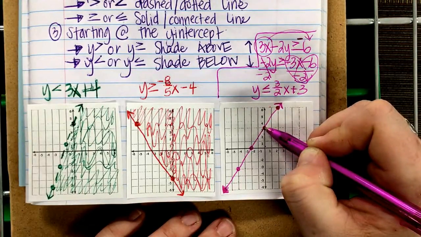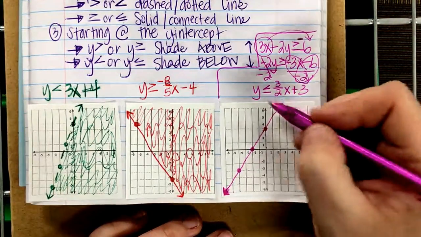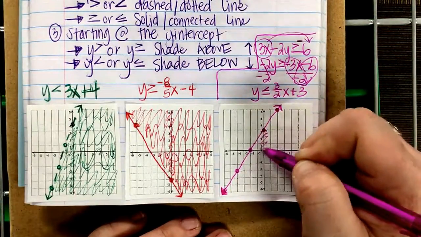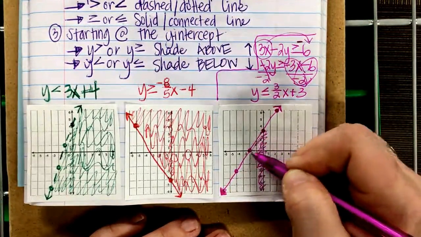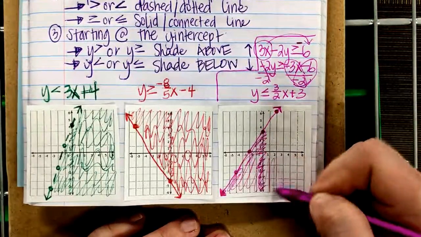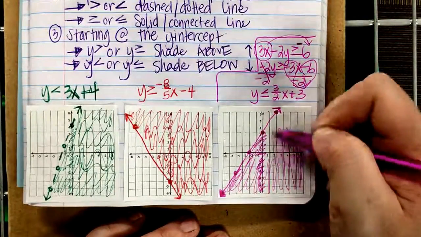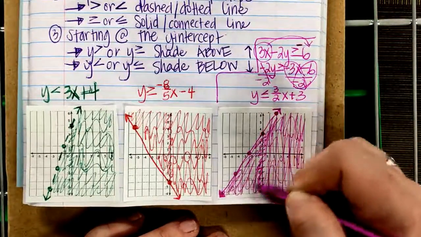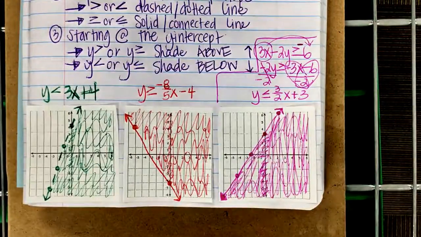Y is less than. I shade below. And this one we had to flip, right? Originally we would have shaded up, but since my coefficient of y was negative, I had to flip-flop it.